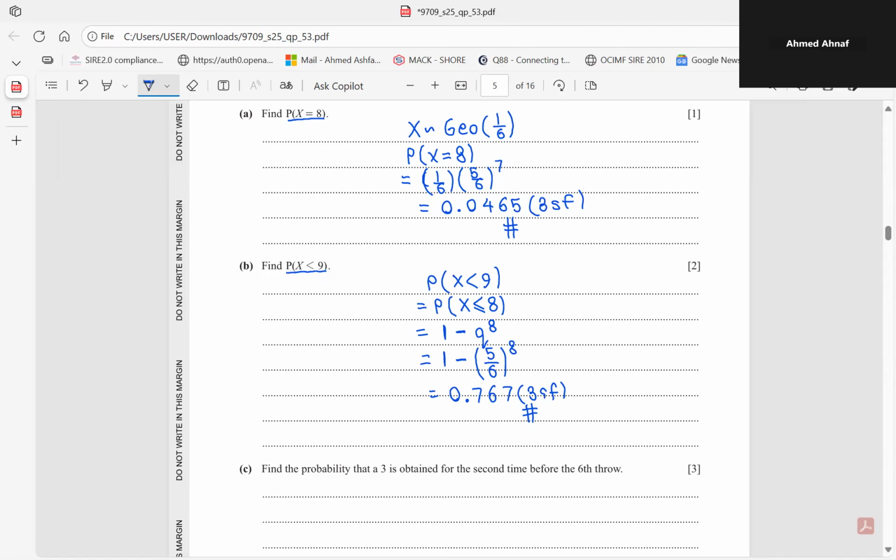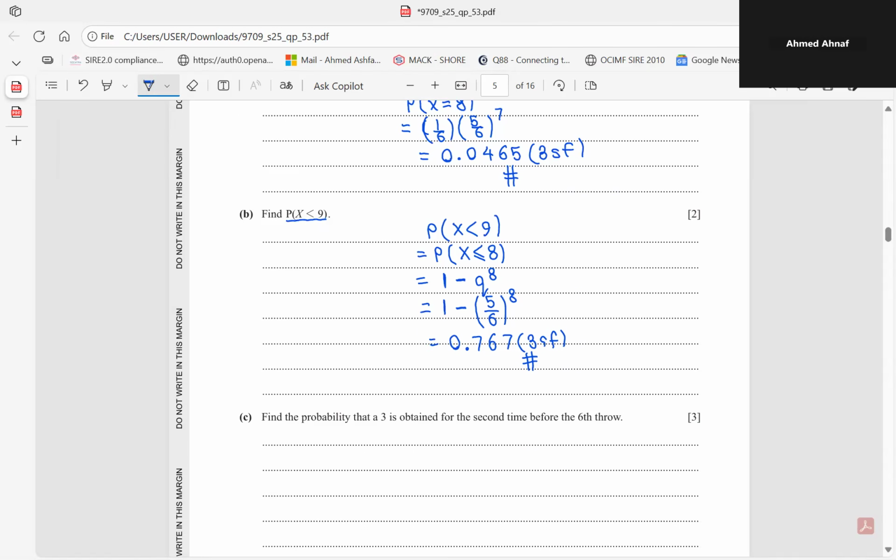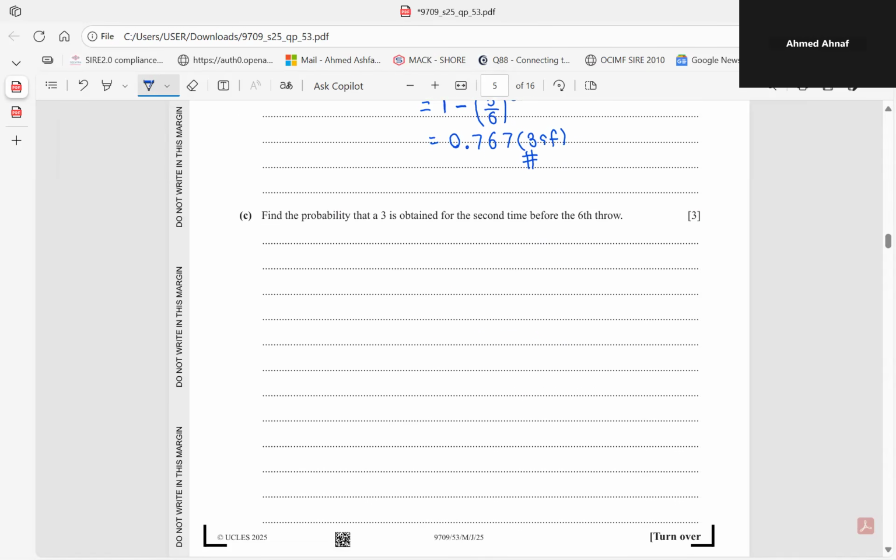And if you can't remember this formula during the exam, you can also just add up the individual probabilities, from the probability of X equals 1 all the way to the probability of X equals 8. So you can just add up the individual probabilities of each value of X from 1 to 8. That will also work even though it's longer. It's still a valid method. So without further ado, let's head on to the final part.